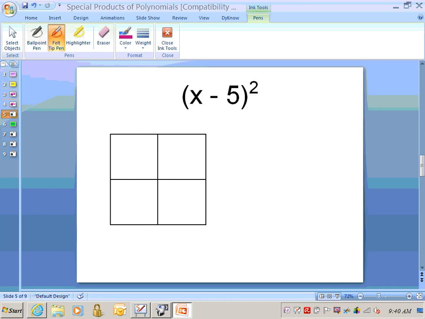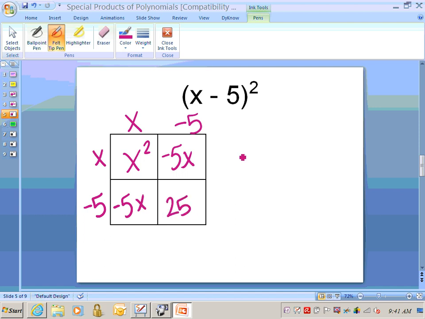Third one. Copy it down, work it out. Okay, what do I have here? X squared. Combine like terms, so my final answer is X squared.